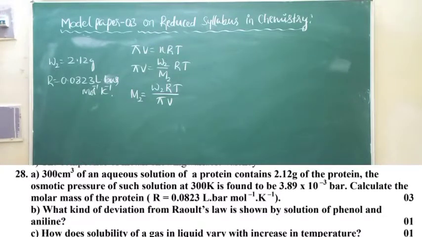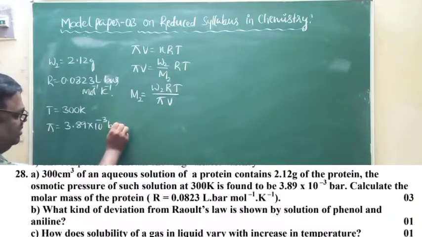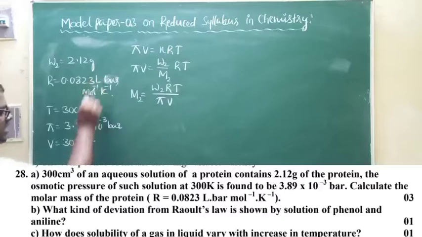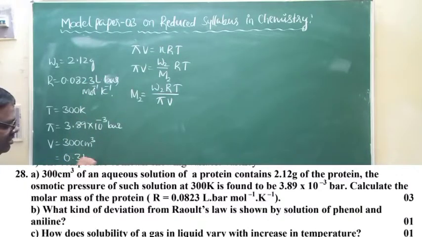Then temperature is also given, that is 300 kelvins. Osmotic pressure pi is given, that is 3.89 into 10 to the power of minus 3 bar. Notice the units. Volume of solution V is given, that is 300 cm cube. One thing to note: you are writing the R value in liters, so volume also must be written in liters. 300 cm cube is nothing but 0.3 liters. Dividing by 1000 converts cm cube to liters.